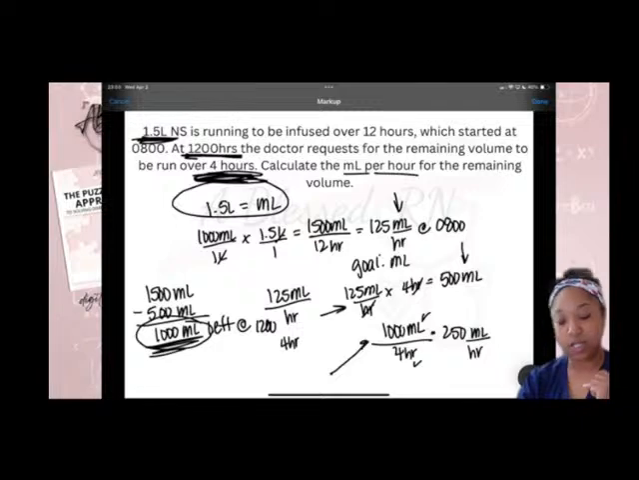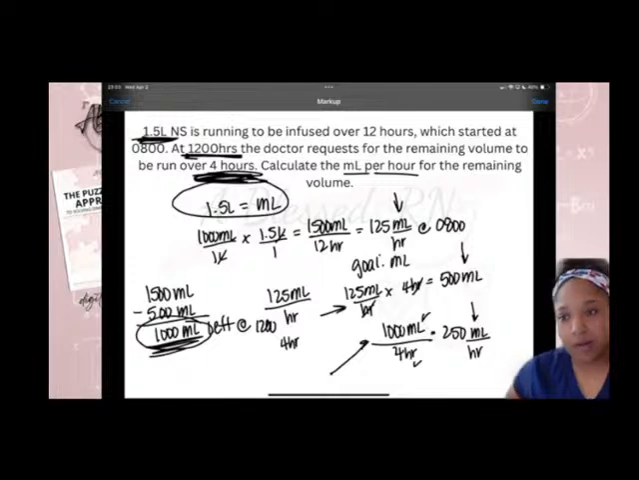So that was what was left in the bag, that 1000 milliliters, to go over 4 hours. And you would set your pump at 250 milliliters per hour. It don't have to be hard, y'all. It don't have to be hard.